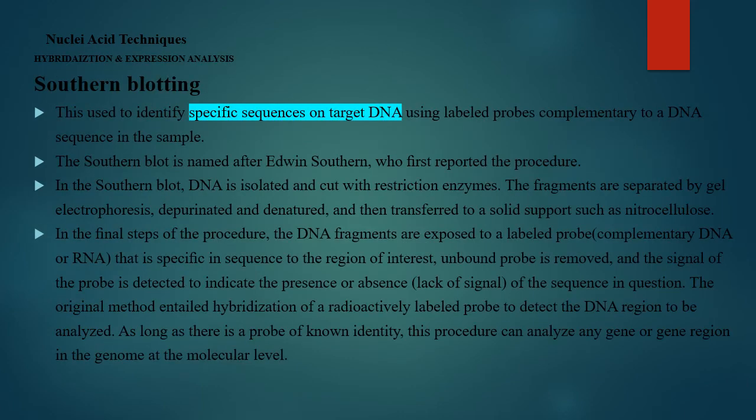So let's first talk about southern blotting. Don't write Greater Accra blotting anymore. It's southern blotting, please. Okay, now this is used to identify specific sequences on target DNA, using labeled probes which are complementary to a DNA sequence in the sample. Now this is named after Edwin Southern, who was the first to report the procedure.